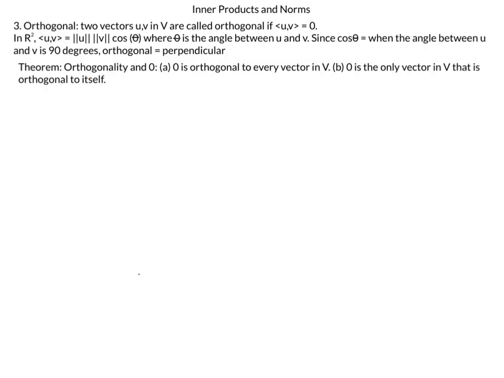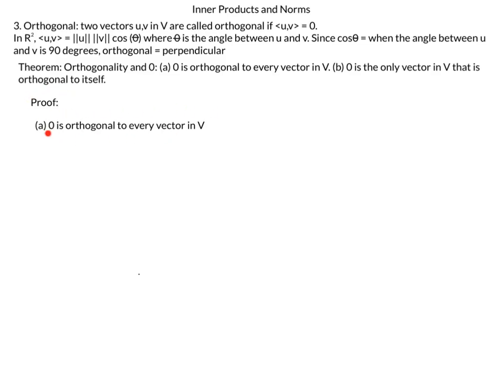You notice when I was talking in R2 about u and v, I said we're going to assume u and v are not equal to 0. But now we have this theorem to talk about orthogonality when we have a 0 vector. So first, 0 is orthogonal to every vector in V, and second, 0 is the only vector in V that is orthogonal to itself. The proof is fairly straightforward.